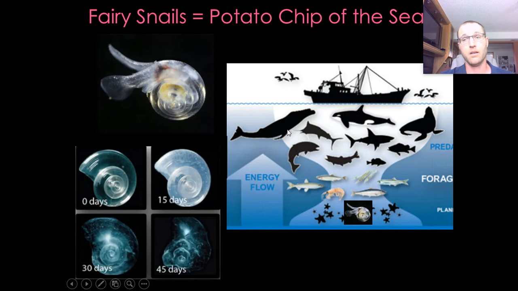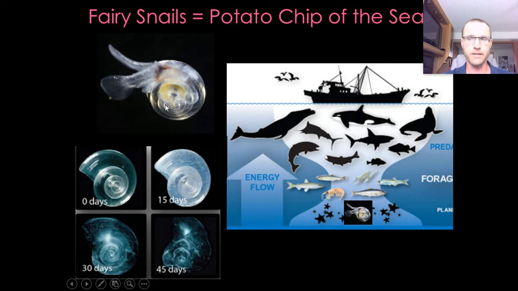Now, what's scary about that is that in the ocean, there are these things that are called the potato chip of the sea. They're known as fairy snails. Most people never heard of them because they live in the deep ocean. But if you live in the ocean, you know about fairy snails because they make up a huge part of the food web. They are one of the snack chips. They're the thing that everything eats in the ocean. Because who doesn't like potato chips? Well, that's what they are.